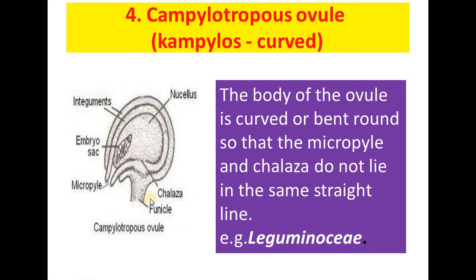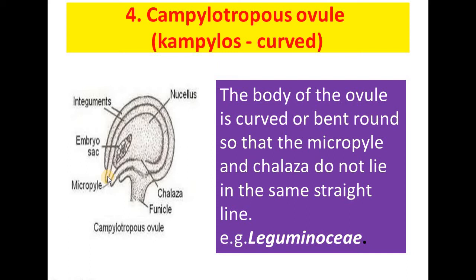Here you can see that the micropyle and chalaza are not in the same straight line, because the turn is there, the curved structure is there, and the micropyle is here. In the same straight line you will not be able to see the chalaza. The chalaza will be here. You are not able to see the chalaza in the same straight line. The chalaza part is here and the micropyle is here. They are not in the same straight line. If the chalaza were here, then it would be in the same straight line. But in this case, you cannot see it. The chalaza is here and the micropyle is here.